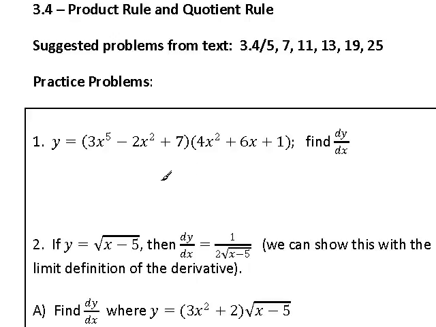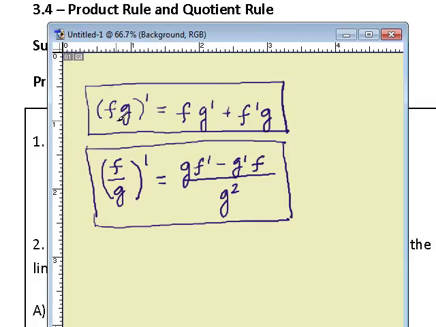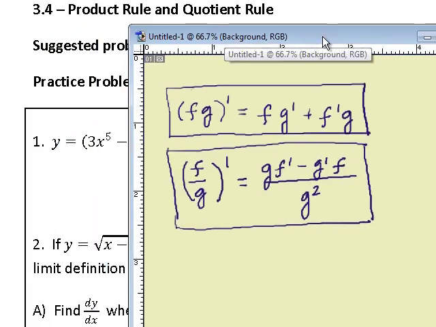In this video, we're going to practice using the product and the quotient rules for finding derivatives. So in number one, we have a product, and let's take a look at the product rule. Here it is right here. It says that if we have a function that's a product, like this f times g, we want to take the derivative. We take f, that's the first function, times the derivative of the second, plus the derivative of the first times the second. Okay, so let's do that here.